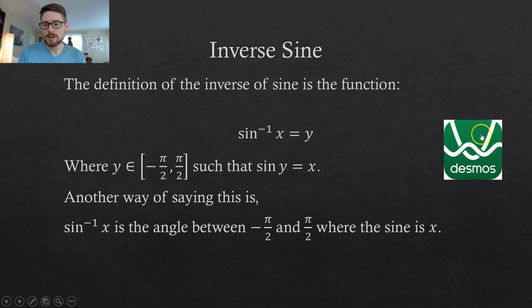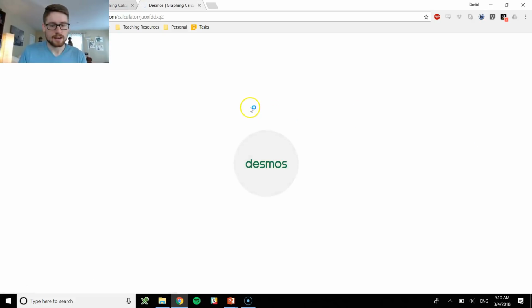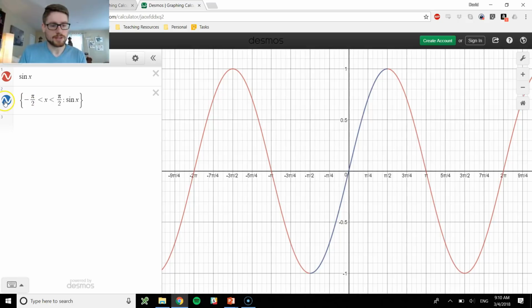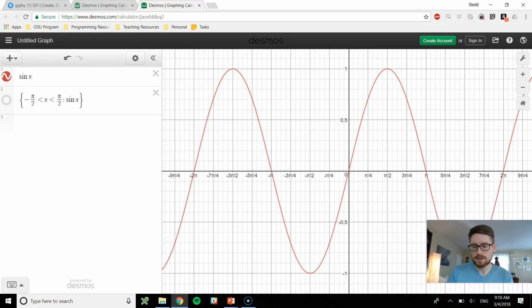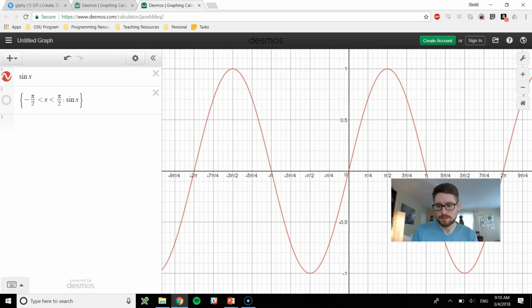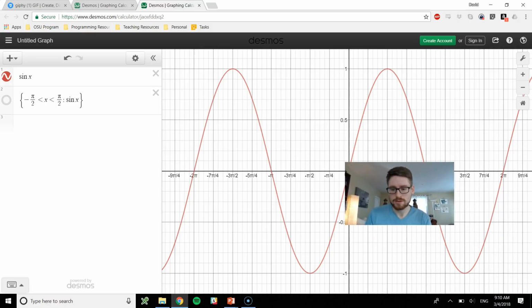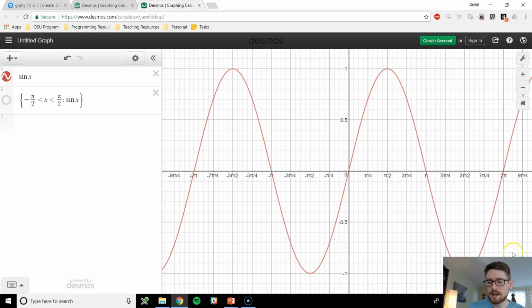Okay, so let's look at the graph, and again see why we have this restriction between negative pi over 2 and pi over 2. So there's the graph of sine of x. If we look at sine, we'll zoom down into the corner again. Okay. Oh well. If we look at the graph of sine of x, we can see again it's not one-to-one, just like cosine.